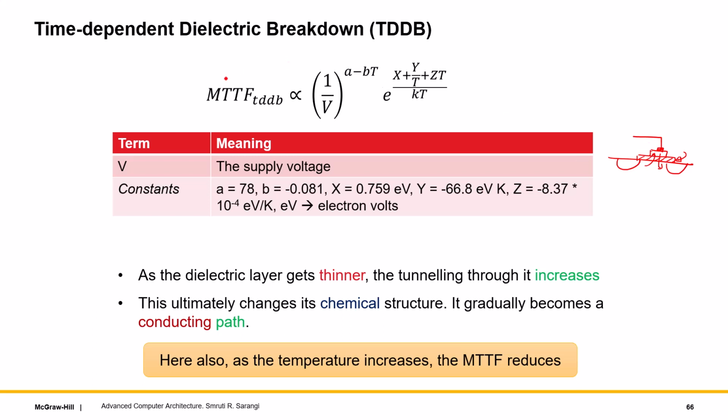Here again we have an MTTF number for this, a mean time to failure number. It's proportional to the voltage. So the higher the voltage, the lower the MTTF, which makes sense because the higher the voltage, the greater the electron flow. And then this is a complex function of temperature, but the basic idea is as temperature increases, the MTTF of time dependent dielectric breakdown reduces, and quite considerably. So that is the idea.